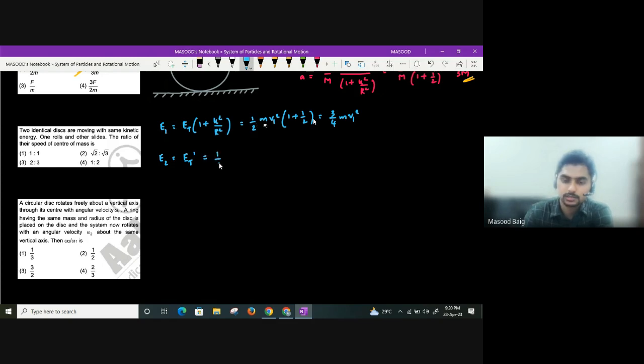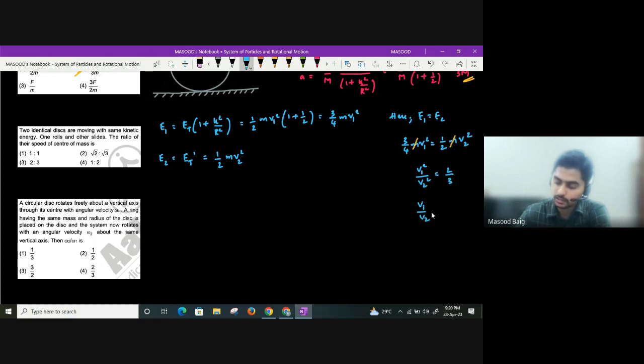Similarly, E2 is half m V2 squared. They are saying they have the same kinetic energy, so E1 is equal to E2. I can write 3/4 m V1² equal to 1/2 m V2². The m cancels out. V1² divided by V2² is 2 divided by 3. So the ratio of their speeds of center of mass will be root 2 is to root 3. Second option. Clear, everyone?